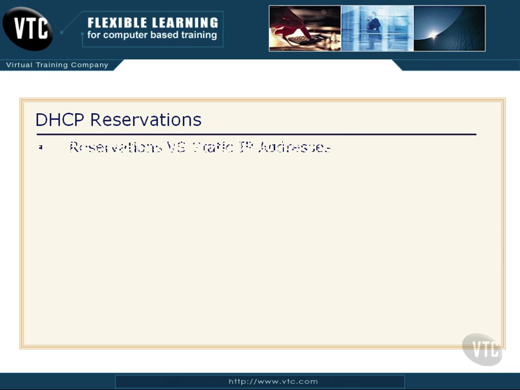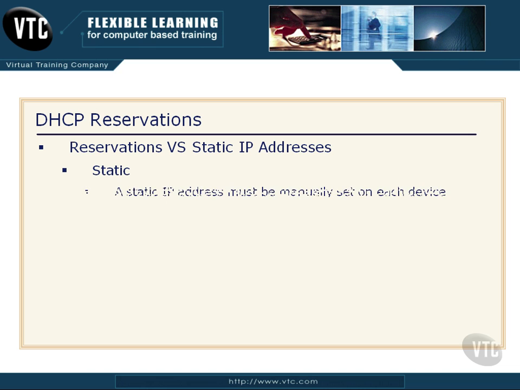Now, some of you may already be thinking, well, hey, wait a minute. If that machine always has the same address, isn't that the same as a static IP address? Well, yes and no. Let's talk about some of the similarities and differences. When we talk about a static IP address, we're talking about an IP address that is manually entered and configured on each device.